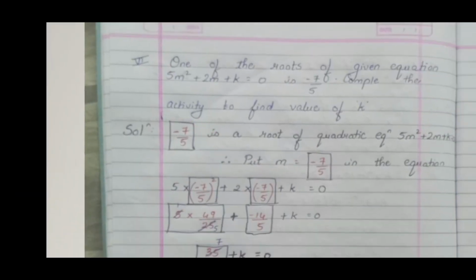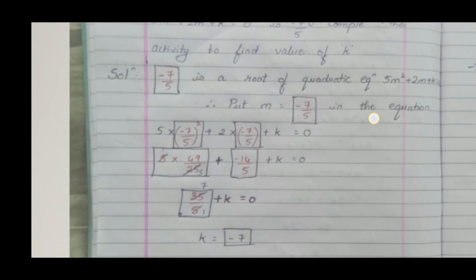One of the roots of the given equation 5m squared plus 2m plus k is equal to 0 is minus 7 upon 5. Complete the activity to find the value of k. So minus 7 upon 5 is a root of the quadratic equation 5m squared plus 2m plus k is equal to 0. Therefore m is equal to minus 7 upon 5 is what we have to put. So the two boxes will have m is equal to minus 7 upon 5 and minus 7 upon 5. Substituting them, we get 5 into (minus 7 upon 5) the whole square plus 2 into minus 7 upon 5 plus k is equal to 0.